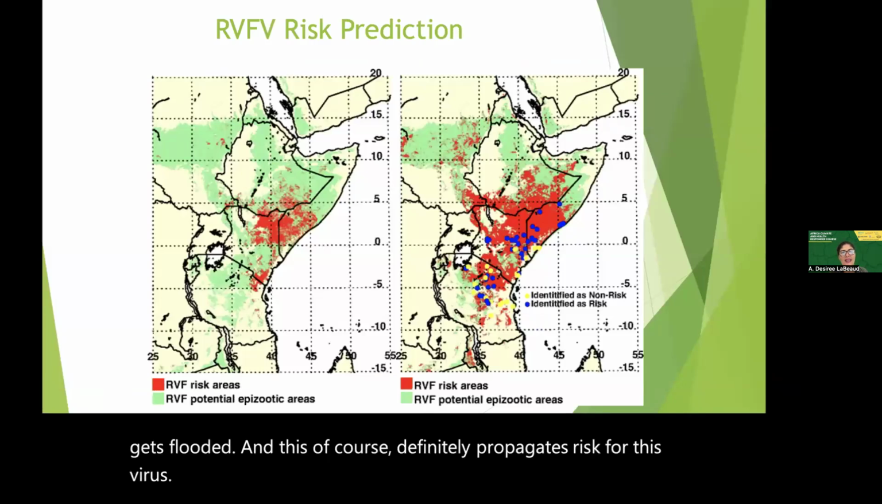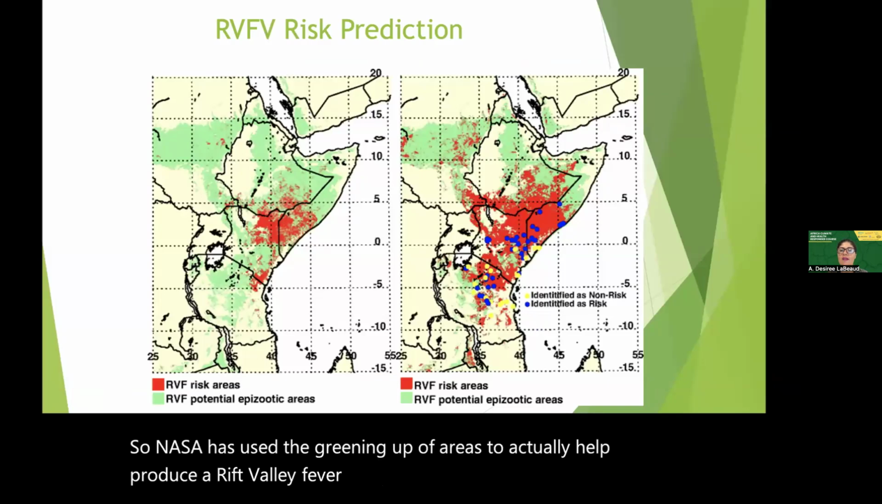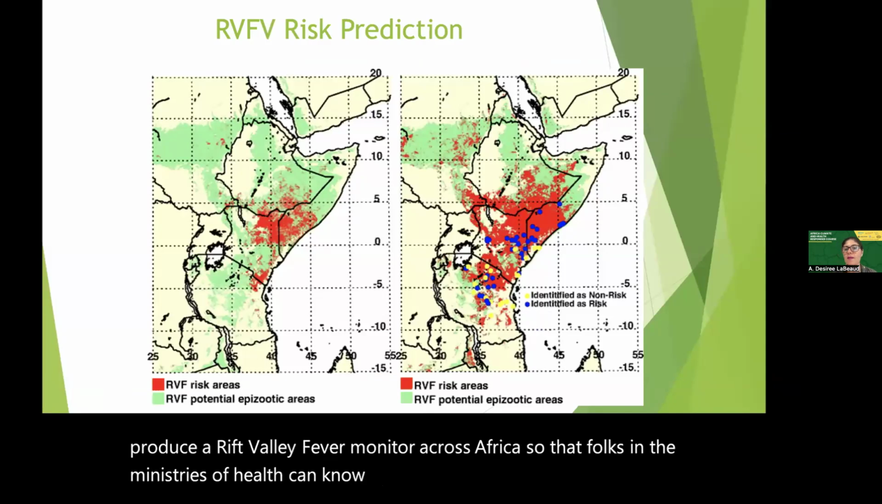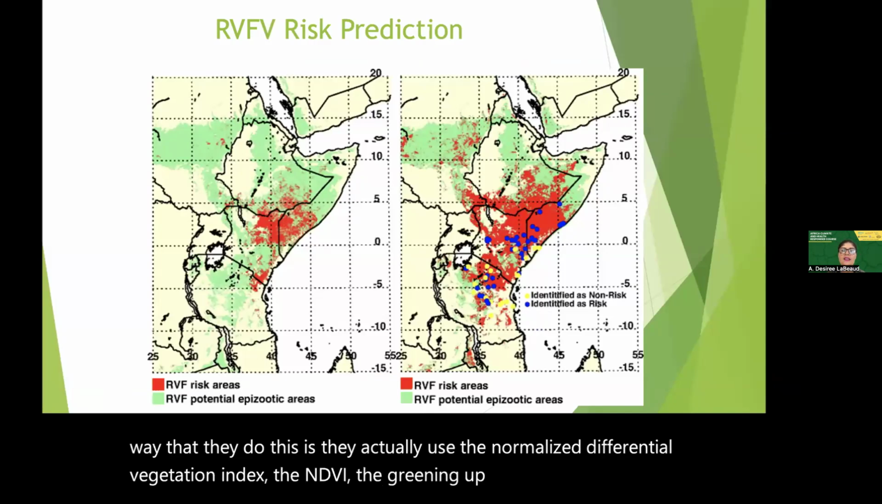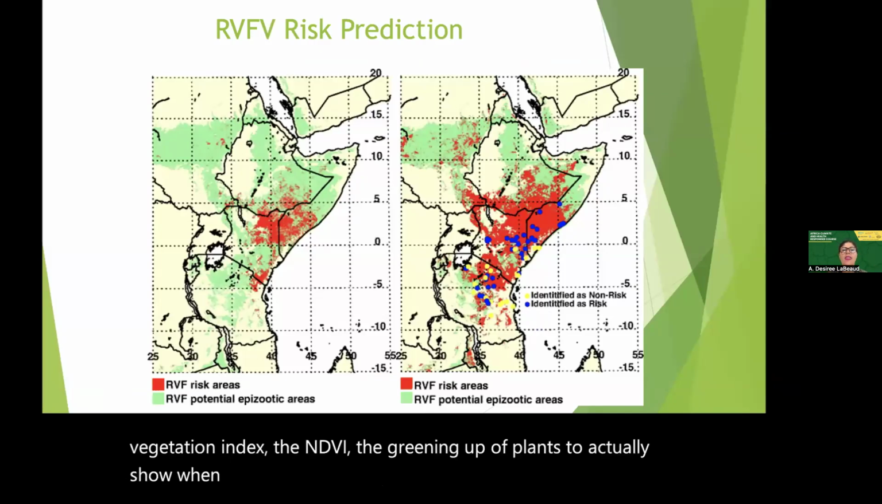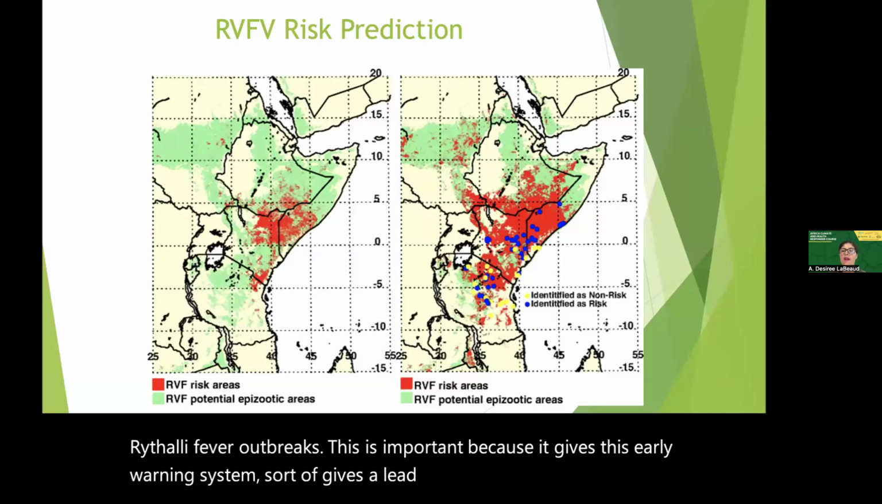So NASA has used the greening up of areas to actually help produce a Rift Valley fever monitor across Africa so that folks in the ministries of health can know when Rift may be circulating. And the way that they do this is they actually use the normalized differential vegetation index, the NDVI, the greening up of plants, to actually show when there's more rains and therefore when there's more risk for potential Rift Valley fever outbreaks.